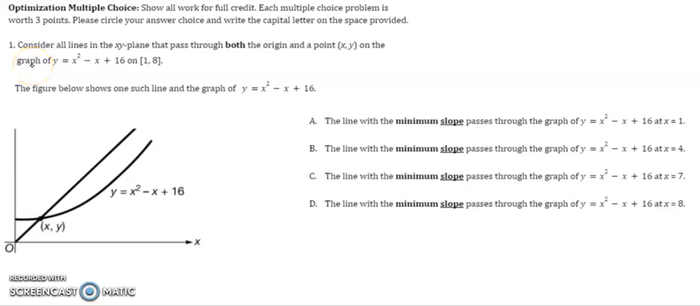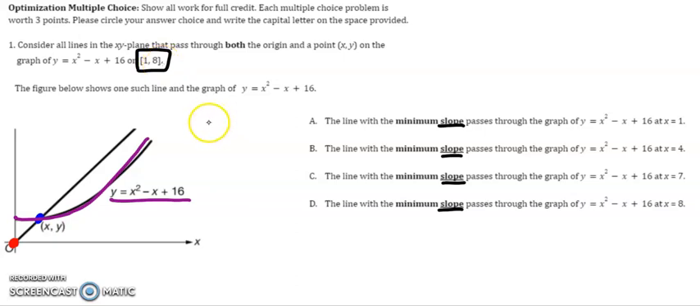All right, we are supposed to consider all lines in the xy plane that pass through both the origin and a point (x, y) on the graph of y equals x squared minus x plus 16, specifically on the closed interval from 1 to 8. We're looking to figure out which line has the minimum slope.